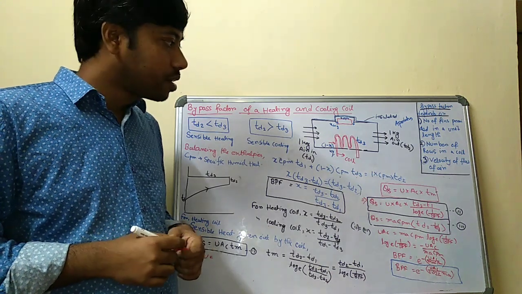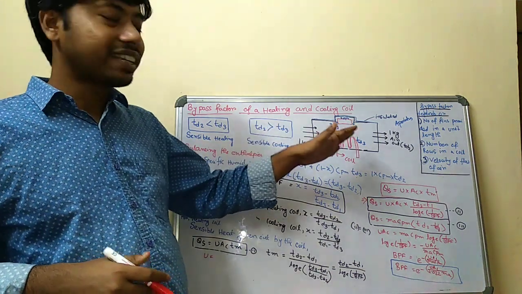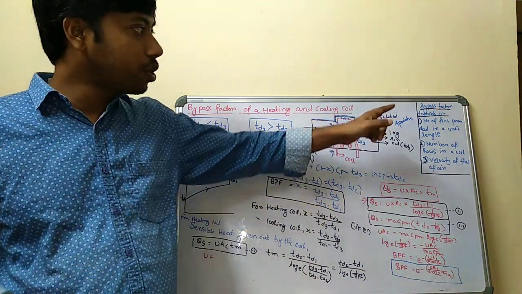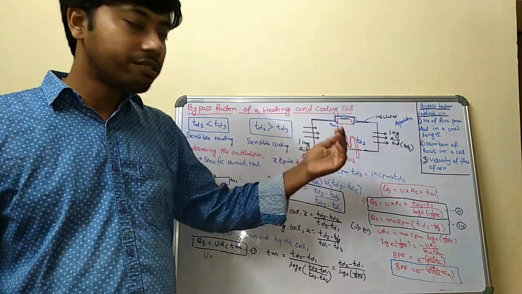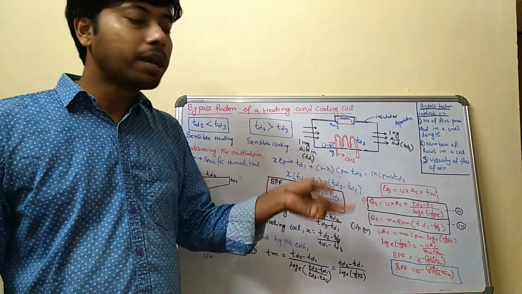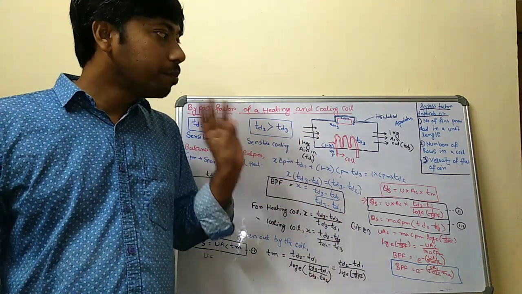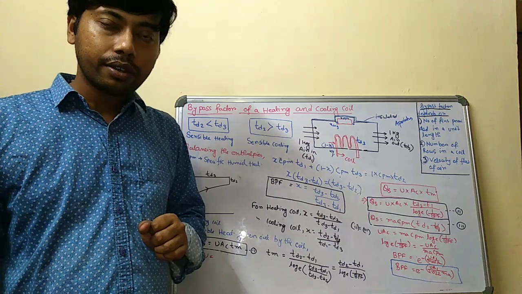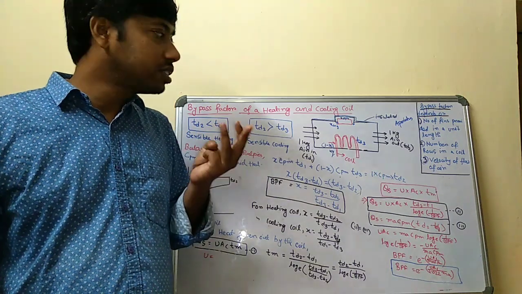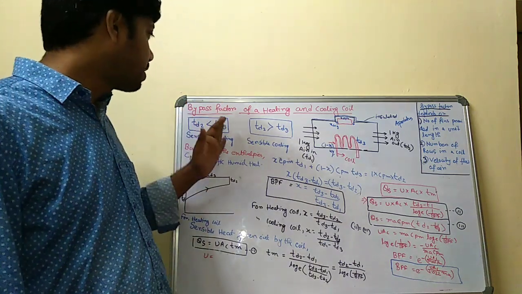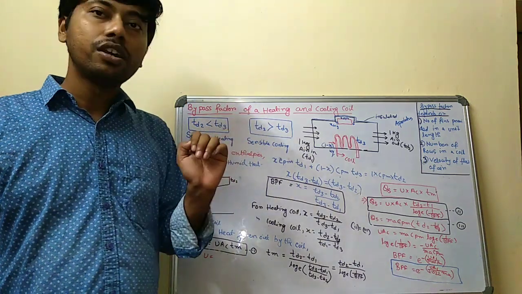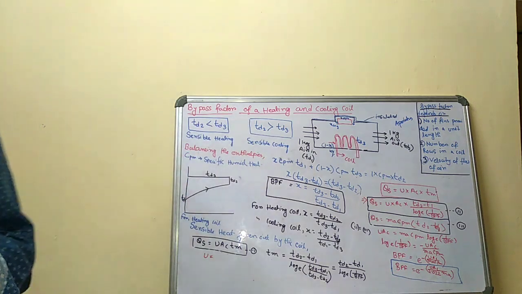And what are the factors that the bypass factor depends on? First of all, number of fins provided. So these are the fins. Number 1, number of fins provided per unit length. Number 2, number of rows in a coil. Number 3, velocity of flow of air. These are the three factors that the bypass factor depends on. So these are the expressions for bypass factor for heating and cooling coil.